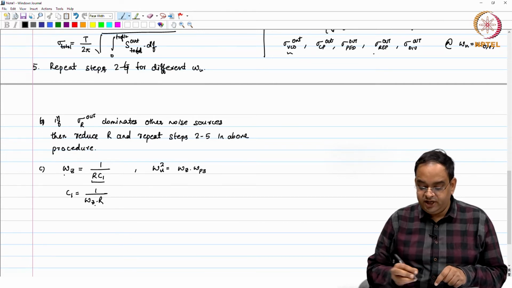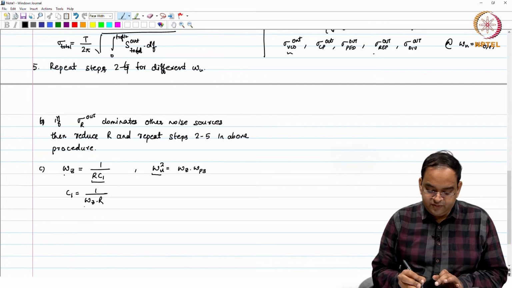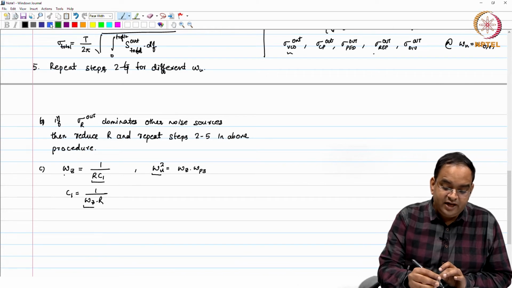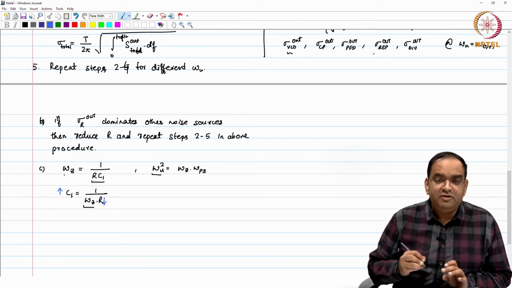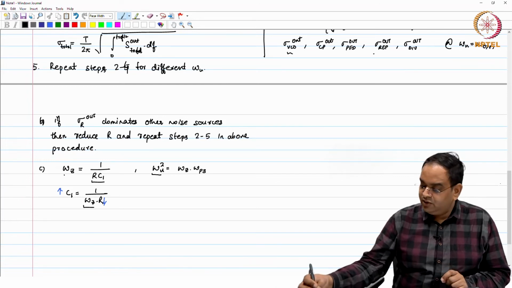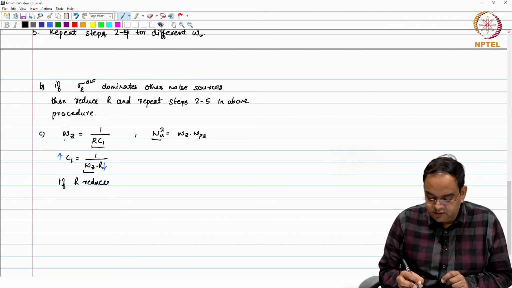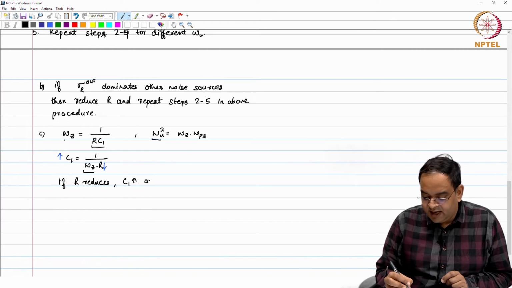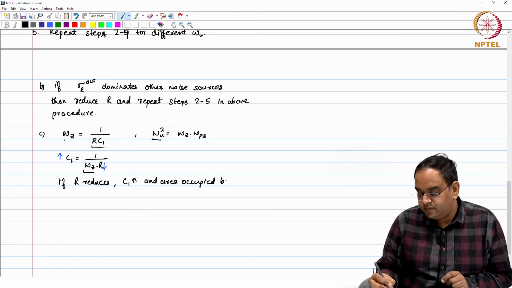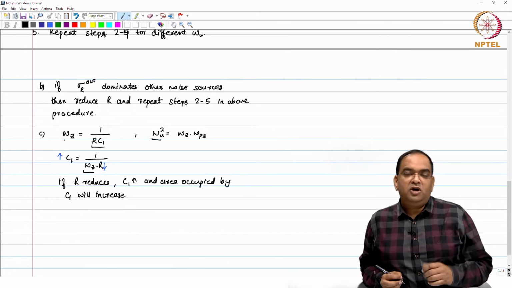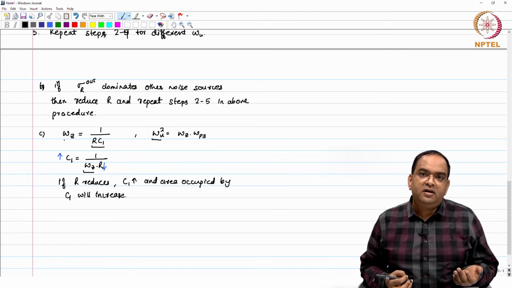What I am trying to tell you here is that for given omega u and phase margin, your omega z is fixed. So, if omega z is fixed and you reduce the value of R, the value of C1 will go up. If R reduces, C1 will increase and the area occupied by C1 will increase, which is a problem. Problem in the sense of how much area you are going to occupy on chip.